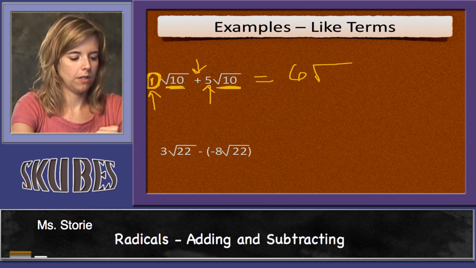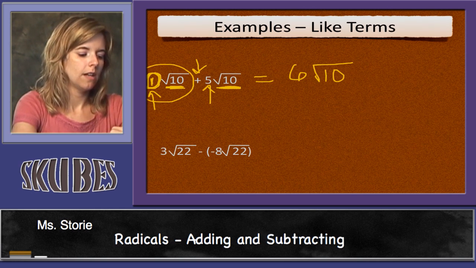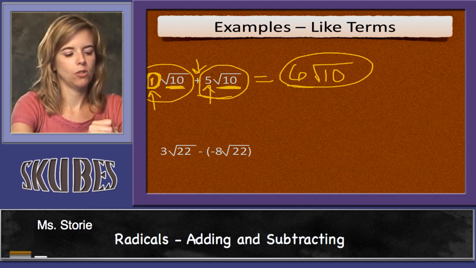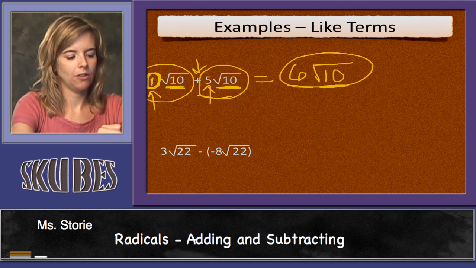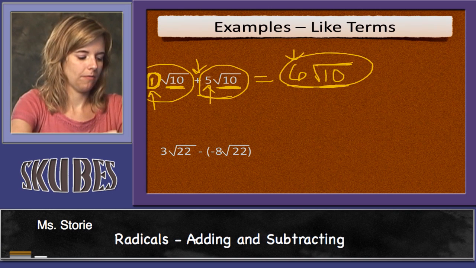It just gets recopied. Because you're taking one group of these, adding 5 groups, and you're getting 6 groups of them. So it doesn't change whatever it is. Just like if you're adding puppies and puppies together, you're not suddenly going to get 6 tigers. It's the same thing as it was before.